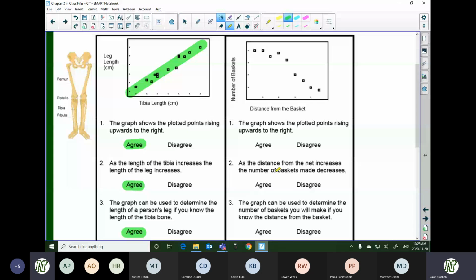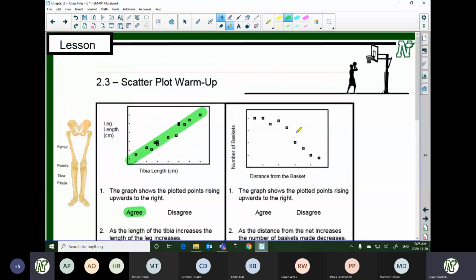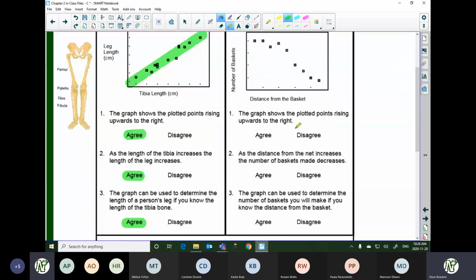Okay. The next one. This graph shows the distance from a basketball net and the number of baskets you make. Here's the graph. Answer agree or disagree for all of these ones. Your distance from a basketball net and the amount of baskets you make.